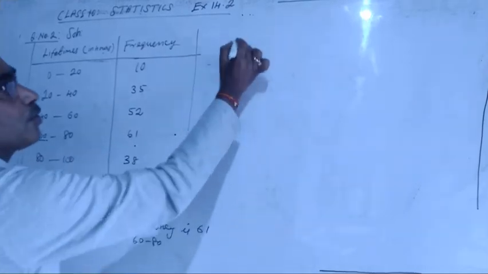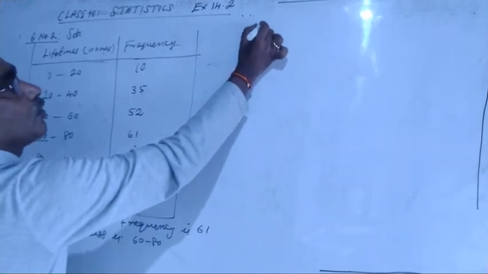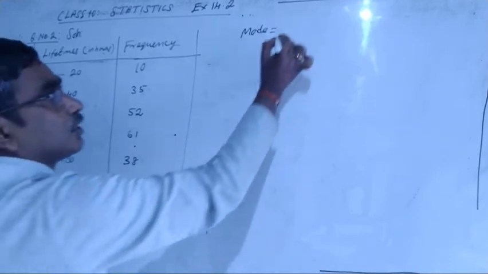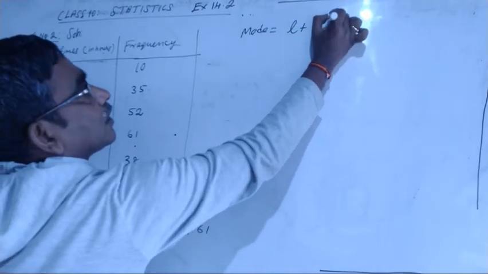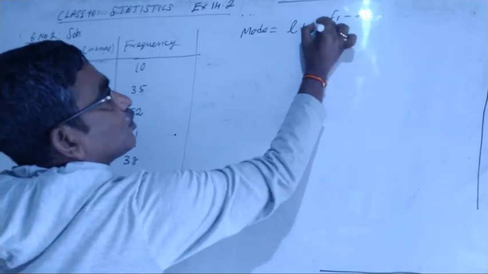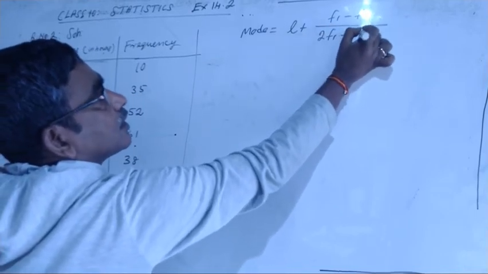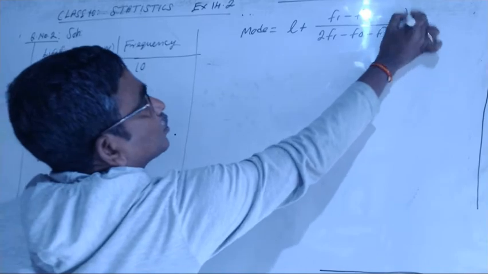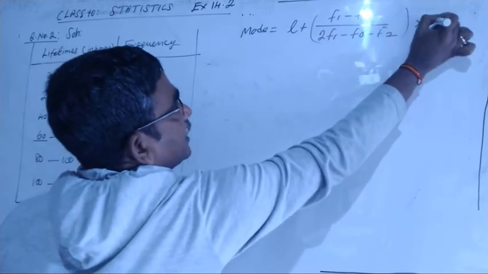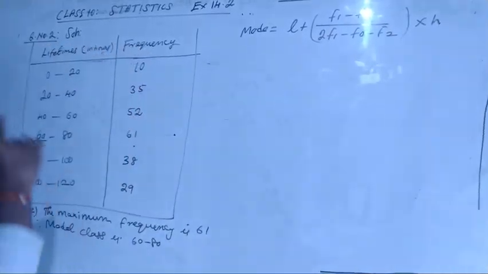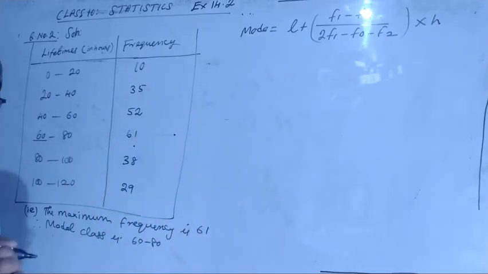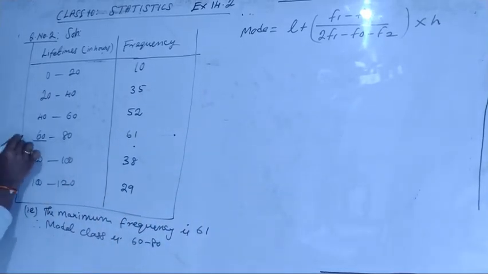We know the mode formula. What is the mode formula? Mode is equal to L plus (F1 minus F0) divided by (2F1 minus F0 minus F2), into H, the width of the class interval. Now, L means the lower limit of the modal class. The modal class is 60-80, and L is the lower limit.